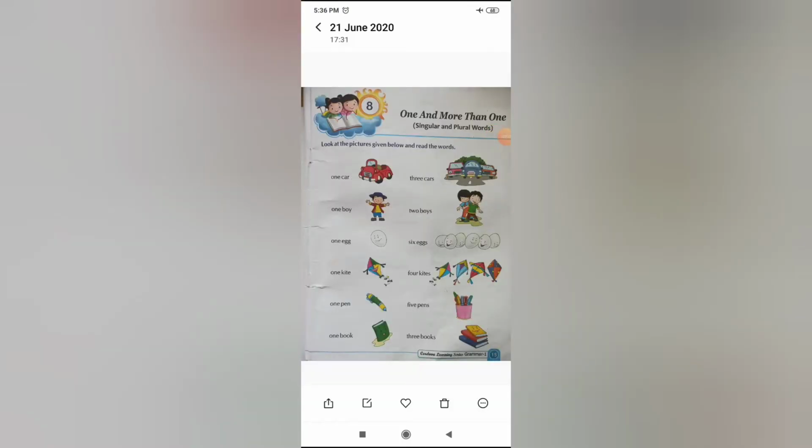Can you see this picture, students? Yes, the first object in red color is a car. It is only one in number, and when the number increases, we call it cars. CAR, car, becomes CARS, cars.